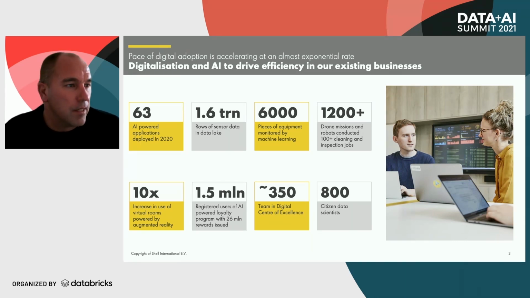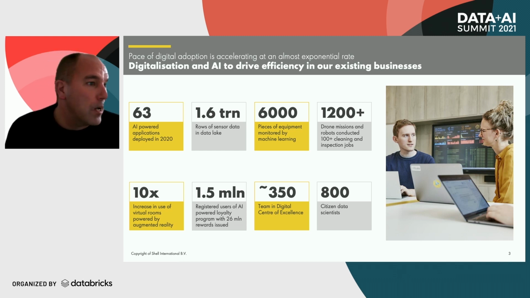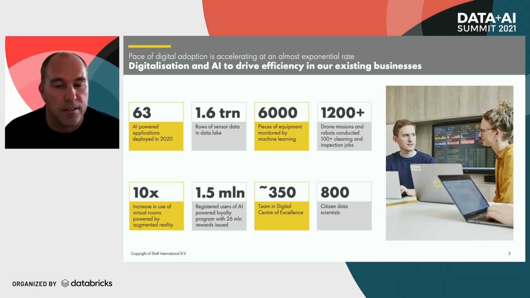And we are also making big strides in terms of investing in people at Shell. We have over 350 people in our digital center of excellence. We have around 800 citizen data scientists working at Shell. And so we're on a journey, and we are making great strides. And we have a number of use cases at Shell and scenarios where data is making a big impact.